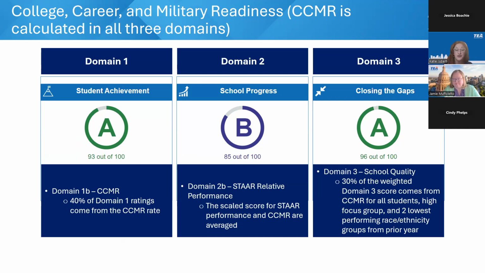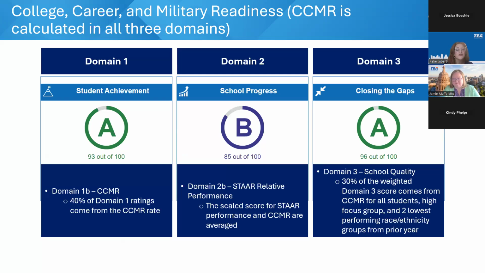Within domain two, CCMR also shows up. So the scaled scores for STAAR performance and CCMR are averaged, and then again put into a relative framework based on economically disadvantaged status. So all of these data pieces are working together. And then within domain three, 30% of domain three is coming from CCMR, again, for your all students group, your two lowest performing race and ethnicity groups from last year, and then the high focus group as well.